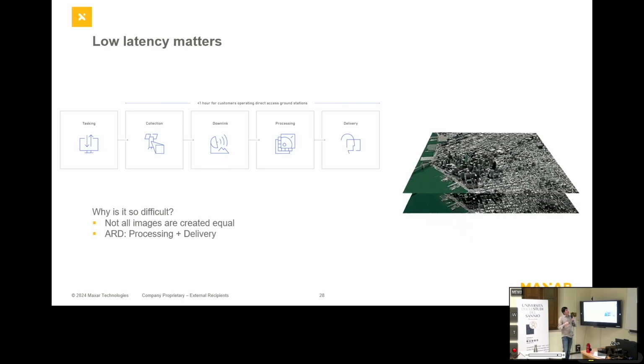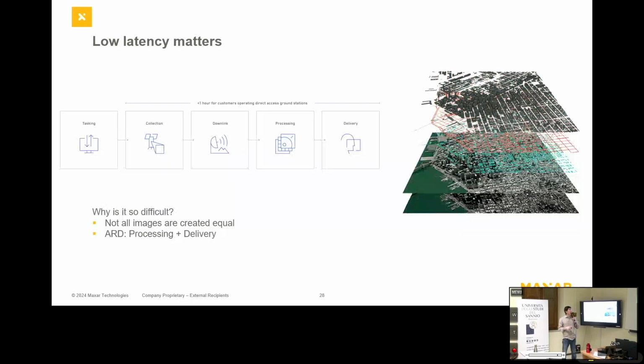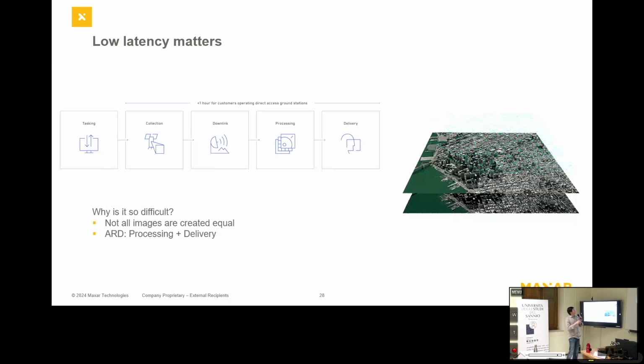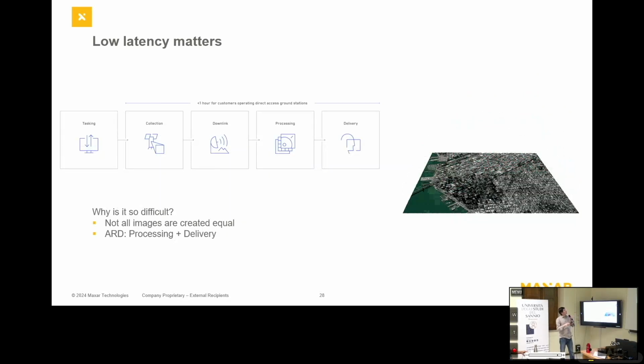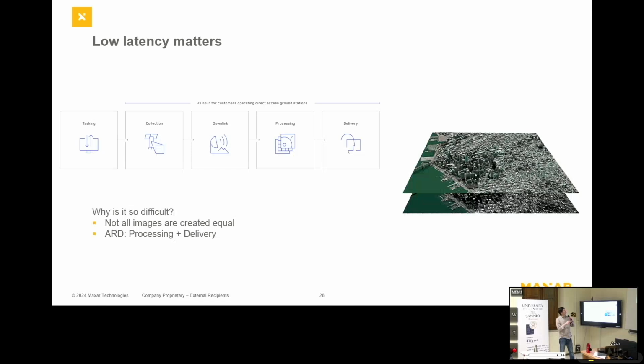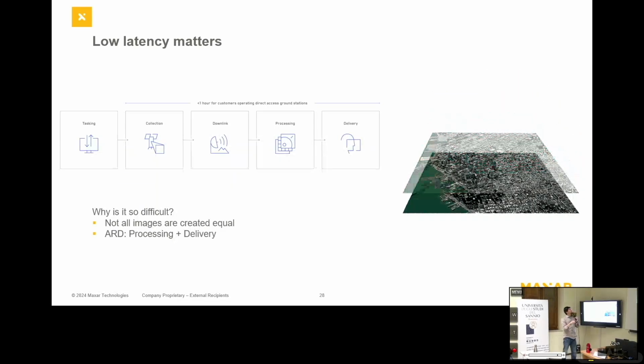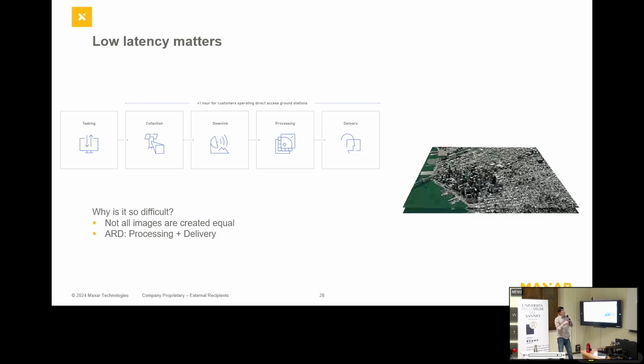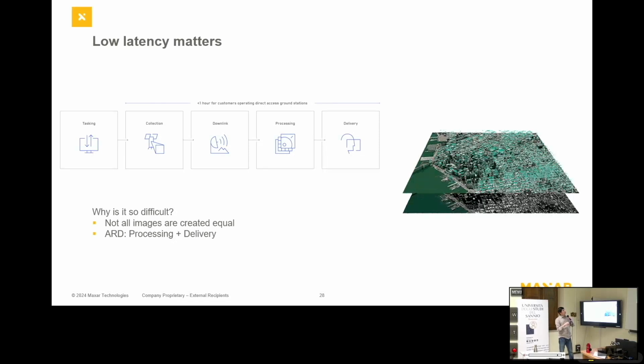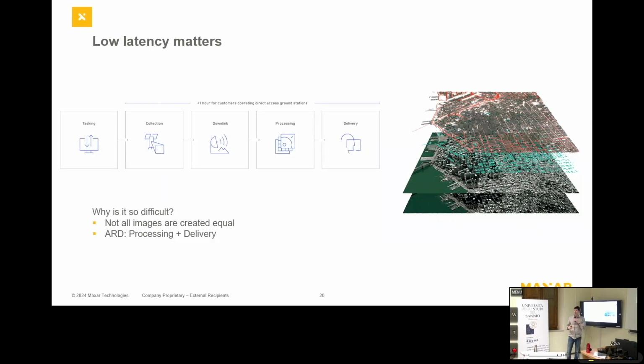So this is just an animation to show that you start with an image and then you extract buildings, you can extract roads, you can extract a lot of information. And generally you have different steps here. You have the tasking of the satellite, you have the collection of the image, you have the downlink, so from the satellite to the ground, and then there is pre-processing and delivery. ARD covers only those two steps, all the pre-processing and how the image is delivered.